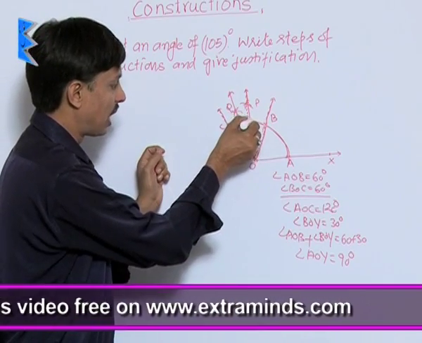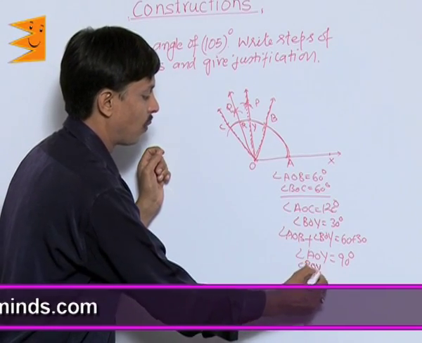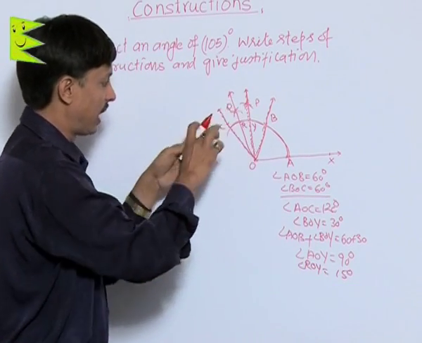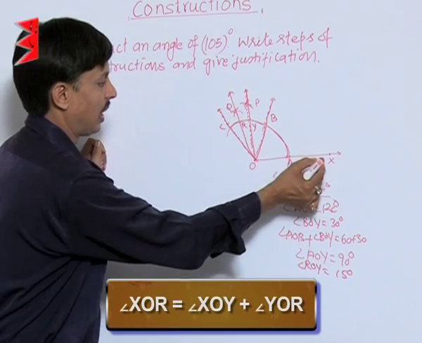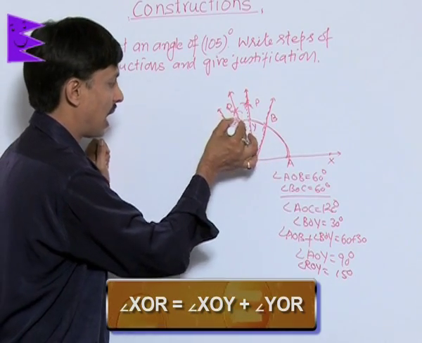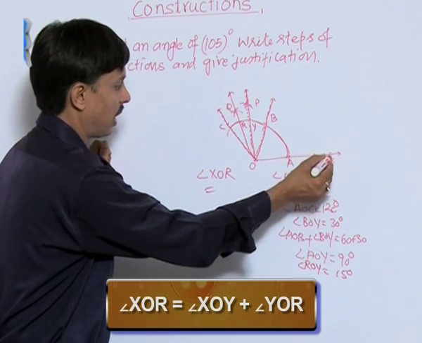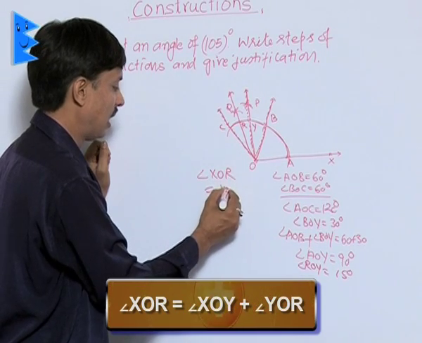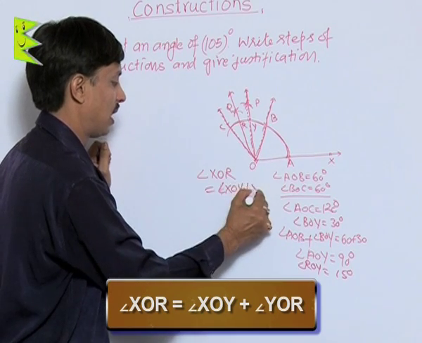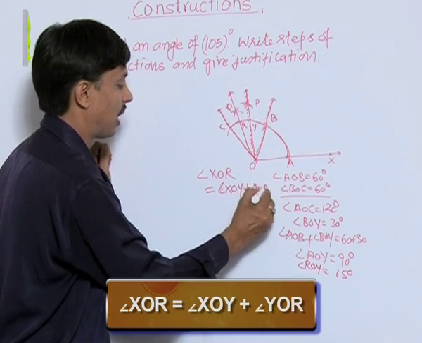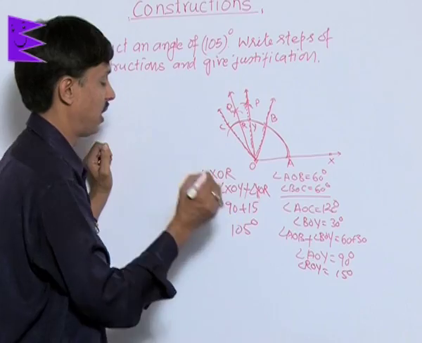So I can tell you angle ROY is 15 degree because this angle is 30. So half of this is 15. So what conclusion will come? Angle XOR is equals to angle XOY plus angle YOR. So what is this? 90 plus 15, that gives us 105 degree.